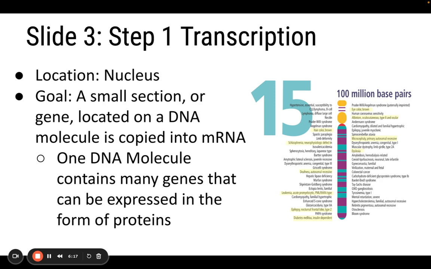So this image on the right is chromosome 15, just to show you. And there are over 100 million base pairs just on this one chromosome that code for all of these different genes.